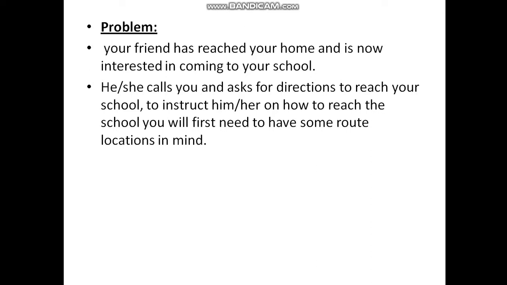Now, there is also a problem. Suppose your friend has reached your home and is now interested in coming to your school. He or she calls you and asks for directions to reach your school. To instruct him or her on how to reach the school, you will first need to have some route location in mind. First of all, we know the path from home to school, right?